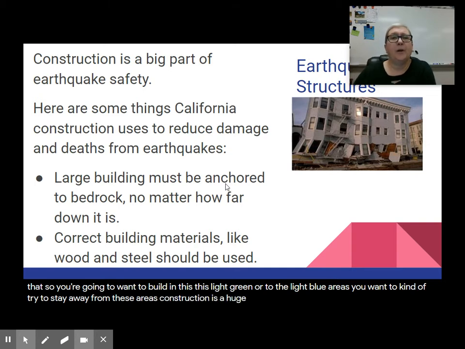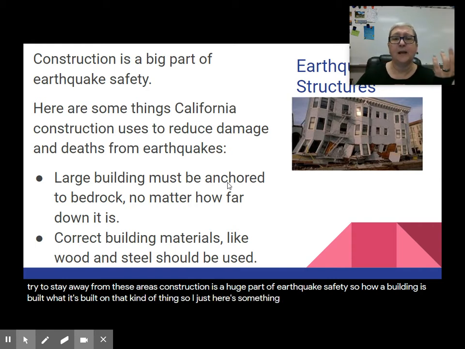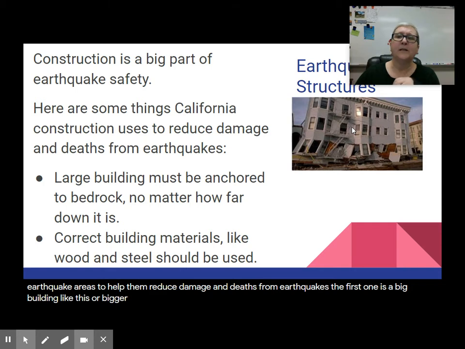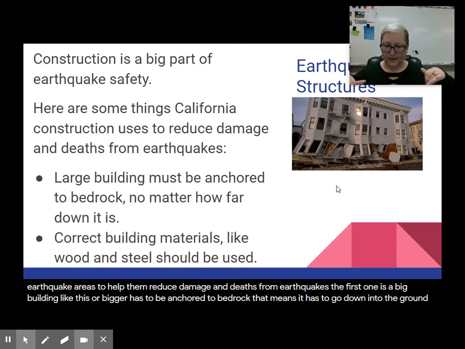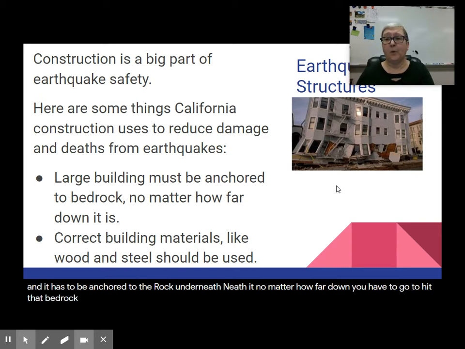Construction is a huge part of earthquake safety. So how a building is built, what it's built on, that kind of thing. Here are some things that California and other earthquake areas use to help reduce damage and deaths from earthquakes. The first one is that a big building like this or bigger has to be anchored to bedrock. That means it has to go down into the ground and be anchored to the rock underneath, no matter how far down you have to go to hit that bedrock. If you can't find good bedrock, then you can't build on it.